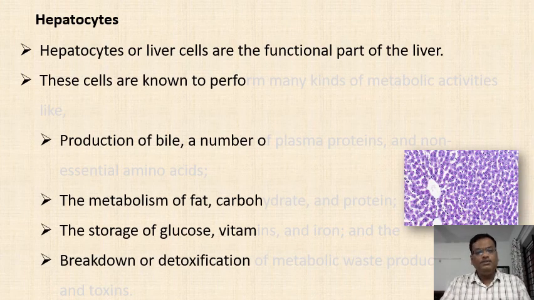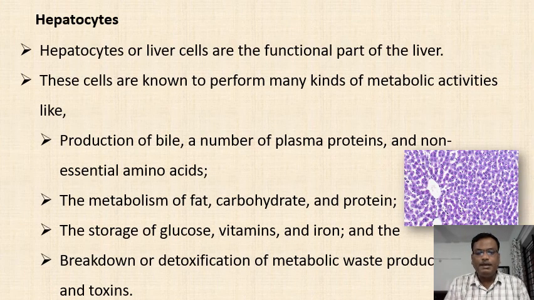Now these cells are known to perform many kinds of metabolic activities like production of bile. So we already discussed this. So the functions of liver are performed by liver cells itself. So the functions include production of bile, and a number of plasma proteins, and non-essential amino acids. Now this is probably a very important function. Plasma proteins means the proteins which are part of the plasma of the blood, and amino acids, we know there are two kinds of amino acids, essential and non-essential amino acids.